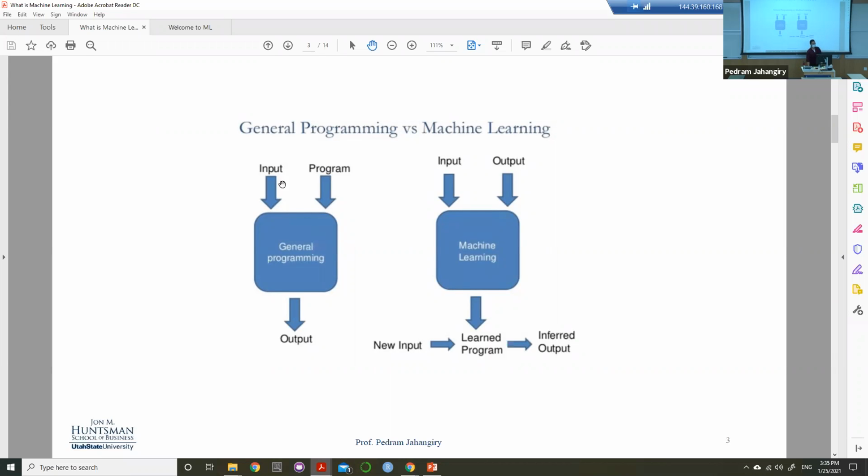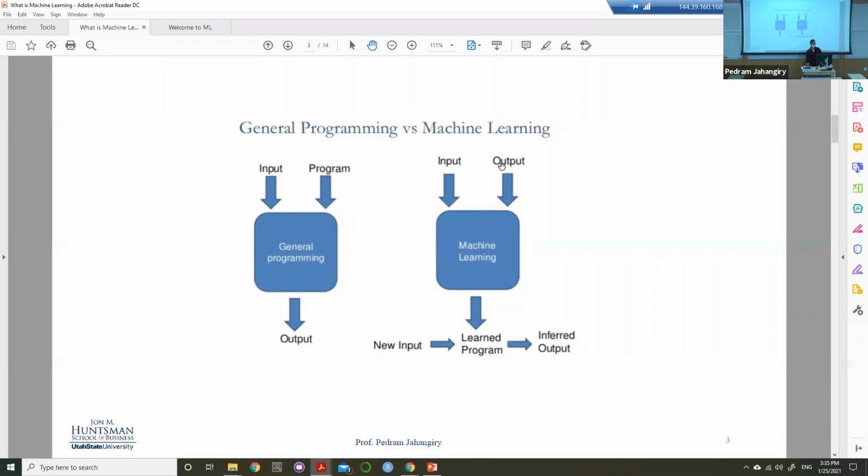So the input was: give me any number, and the program, I specifically told the computer, whatever you take, add 10 to it, and then generate the output. Does that make sense? So that's general programming, right? In machine learning, the story is different. We give the computer inputs and outputs, and sometimes we don't even give the output.